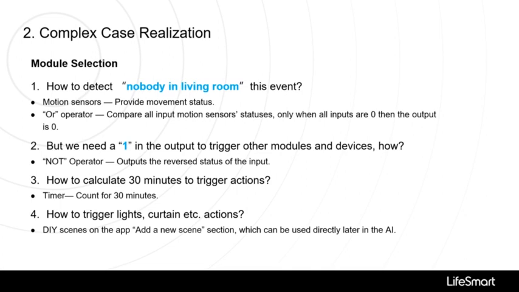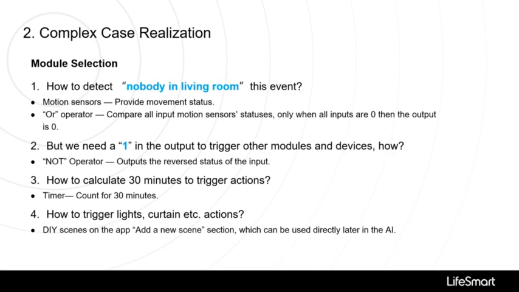So the output of the OR operator, as we mentioned before, is 0, and we will need to use a signal 1 to have a trigger, so that we can trigger the rest of the modules and devices, right? So in this case, we will need a signal 1. To realize this, we will need to use a NOT operator. The NOT operator will reverse the status from the input and give a reversed result in the output.